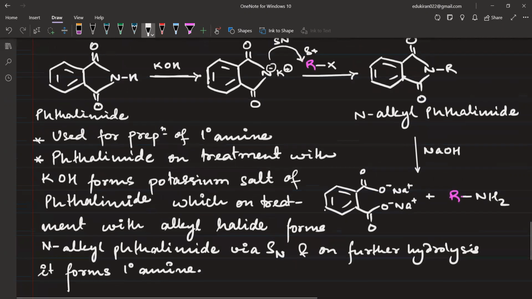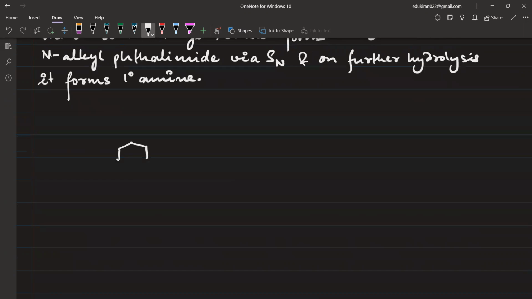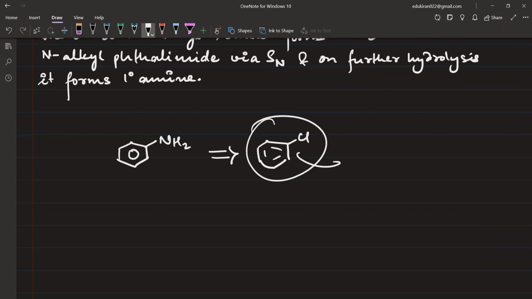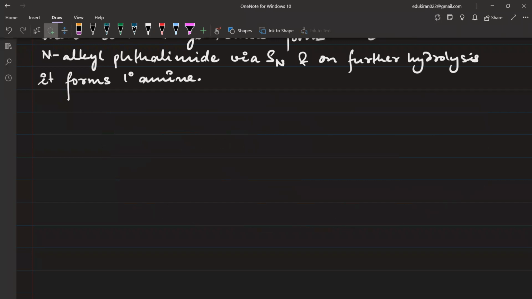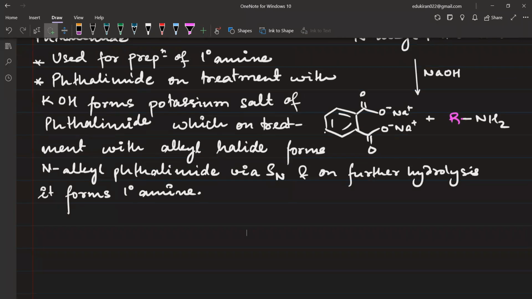SN2 is important because the SN2 reaction is not given by aryl halides. If, for example, you want an aromatic amine, then for this, the alkyl halide that you are going to use will be something like this. And this type of alkyl halide doesn't show SN2. Why? Because this has a partial double bond and it is difficult to break. We have seen that nucleophilic substitution reaction is not given by aryl halide. That is why it is important that this reaction happens via SN2, and hence we cannot get 1 degree, that is primary aromatic amines.